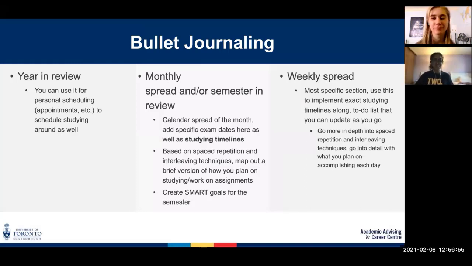Now, the weekly spread is going further into those studying timelines, but more in depth. Like I mentioned with the fluid scheduling, in estimating the amount of hours you hope to complete per week. At the top of your weekly spread, you can write, all right, this course 10 hours, this course 15 hours, and so on, and then plan it out as you go along. In this, you can be slightly more rigid and say, okay, from 6 to 8 p.m., I'm going to be doing this.